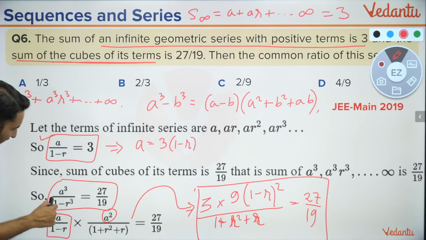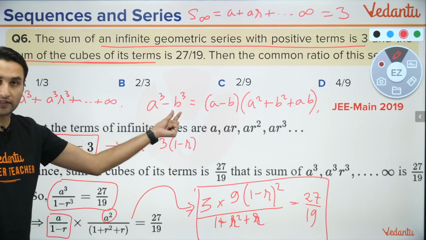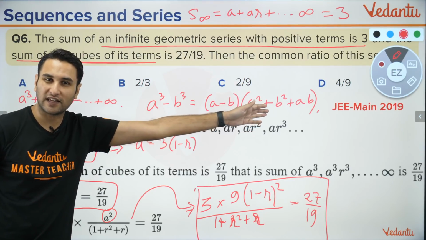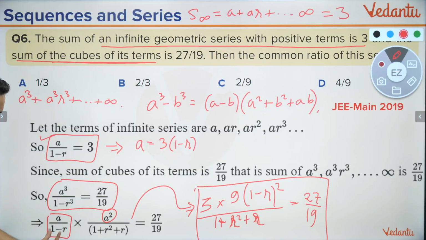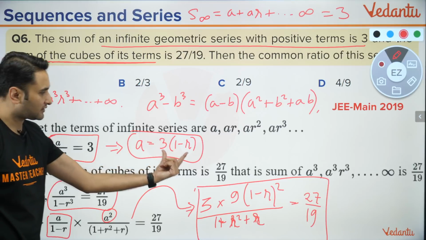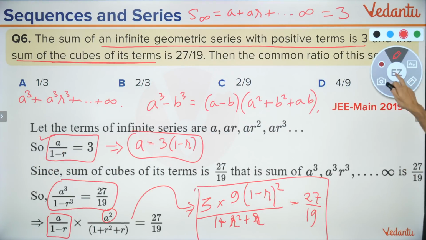What I did, I expanded this 1 minus r cube using the formula a cube minus b cube. We read it before, class 9th, class 8th. ठीक है, तो 1 minus r into 1 plus r square plus r. बस उसको अपन ने क्या किया, I am just removing a upon 1 minus r is 3, a square, I wrote a square as इसका square, cross multiply, get a quadratic in r and solve. तो सॉल्व करते हैं इसको.